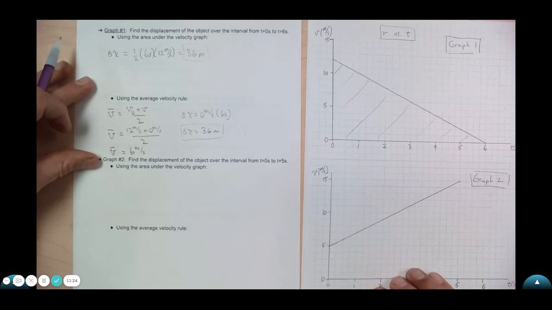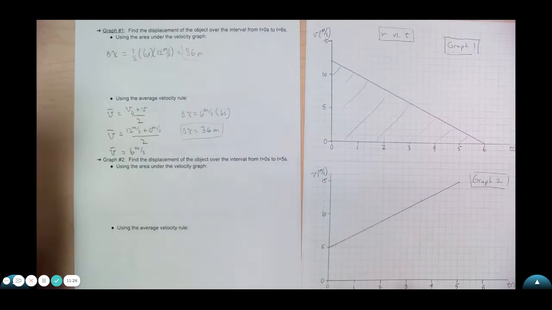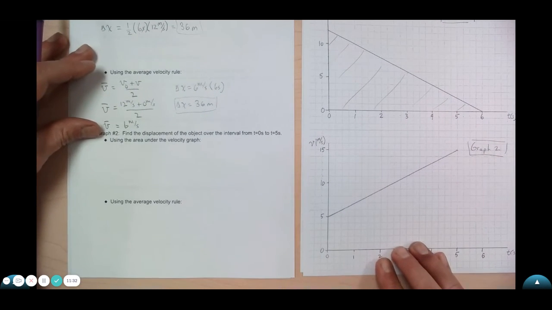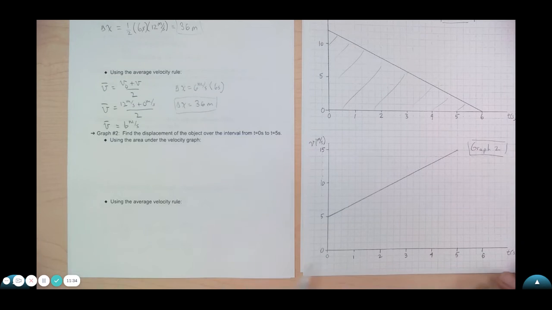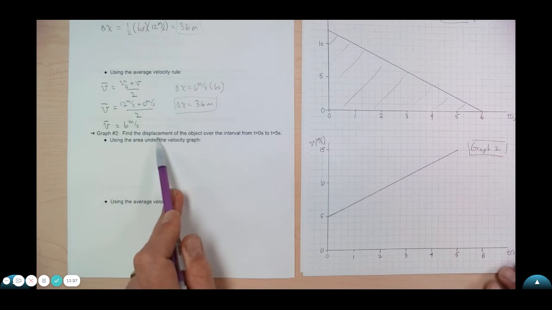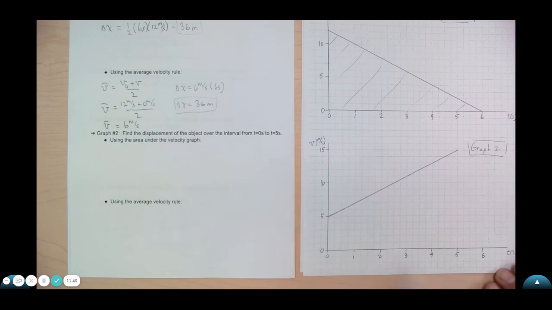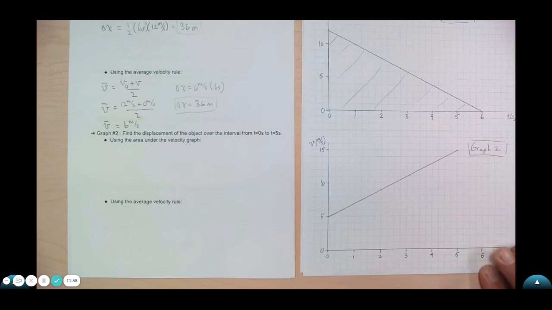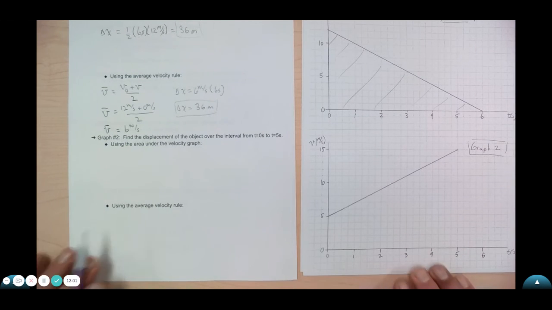Now in that case, it wasn't terribly hard to just do the triangle, but as things get more complicated, this idea of an average velocity becomes easier and easier to use. Let's take this for instance. Graph number 2, find the displacement of the object over the interval from 0 to 5 seconds. So this thing already began in motion. V initial is 5 meters per second. V final is 15 meters per second. So it began moving to the right at 5, sped up, and 5 seconds later, it's going 15 meters per second to the right. How far did it go?